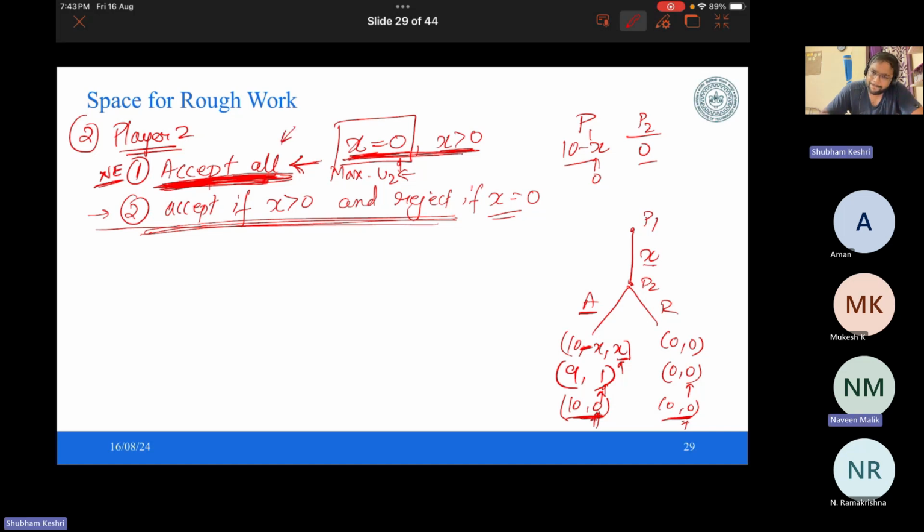That is, if he gave 0.1, 0.2, 0.5, 1, he has to accept that. Player 2 has to accept that one. No, player 2 is saying whatever value he gives, I will accept it, either 0 or positive. You see, when player 1 is giving 0, then he is indifferent between accepting or rejecting, right?